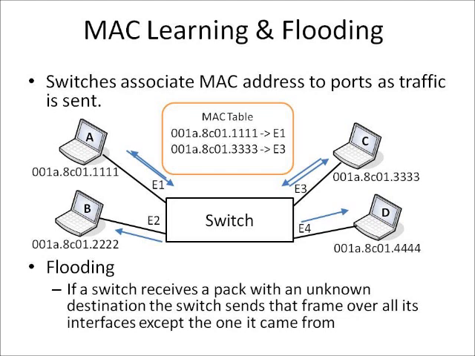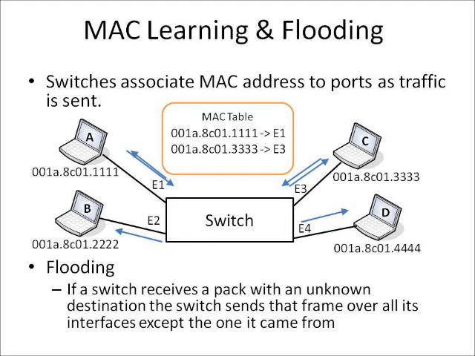So what will happen is that A will send out an Ethernet frame with the destination MAC address of C, which is 001A, 8C01, 3333, as an example. It'll put in its source address of 001A, 8C01, 1111.